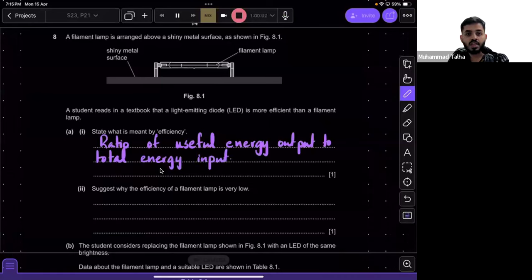All right. Suggest why the efficiency of a filament lamp is very low. This might be because it's wasting a lot of the energy which is given to it. And you should know this, by the way, this is just general knowledge, that the filament lamp wastes a lot of input energy as thermal energy.